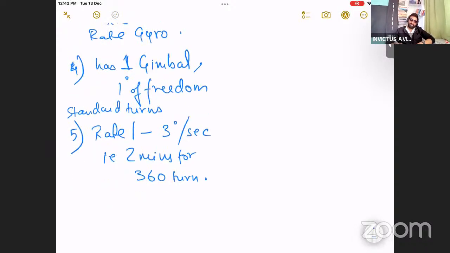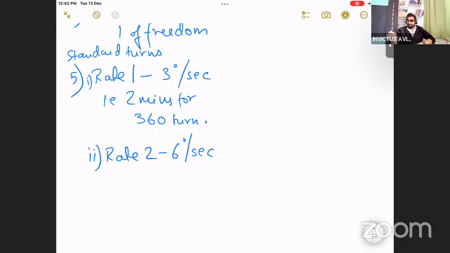And the second type of standard turn is rate 2. Very important term, okay? Rate 2 turn gives me 6 degrees per second. If it is 6 degrees per second, then Manan, you tell me how much time will it take to complete a 360-degree turn? Take your time. 1 minute. Okay.